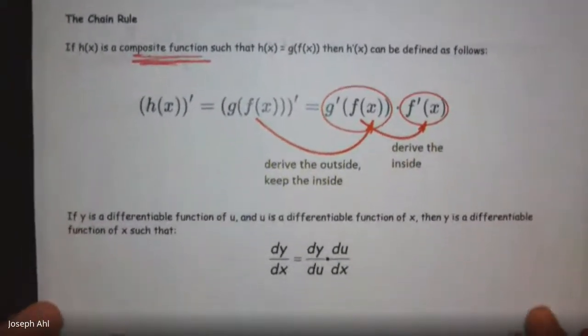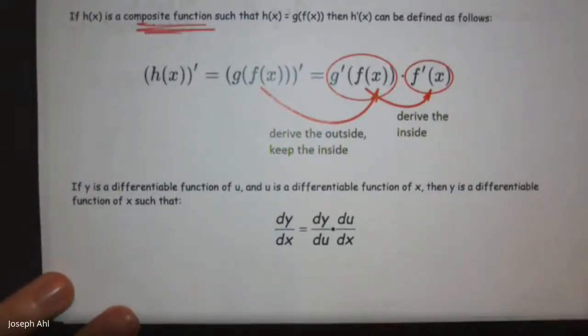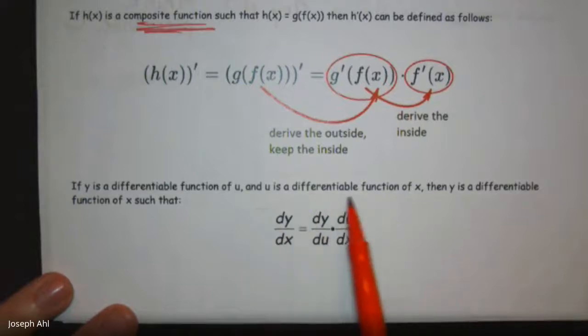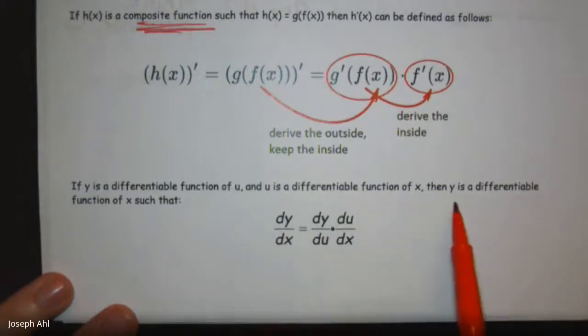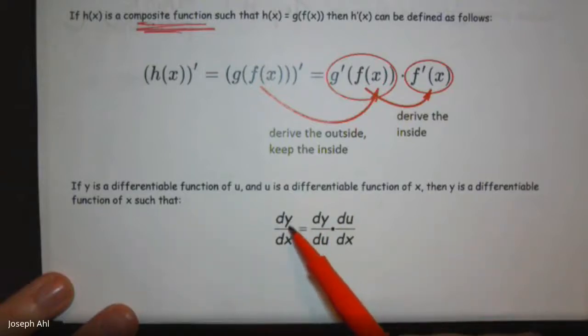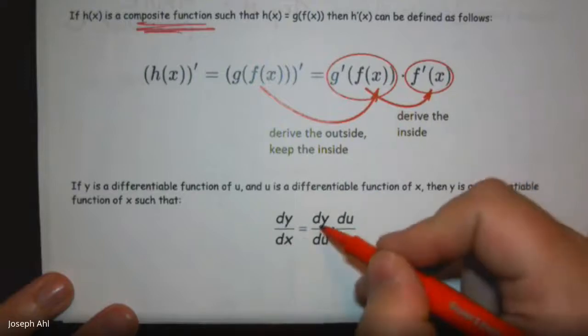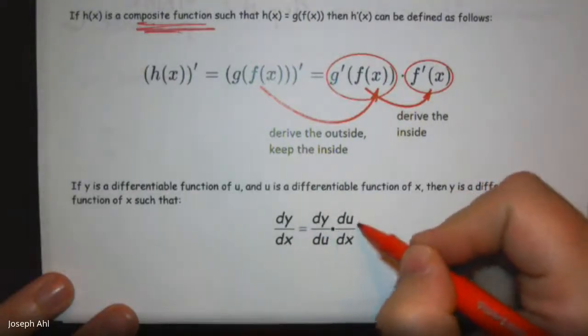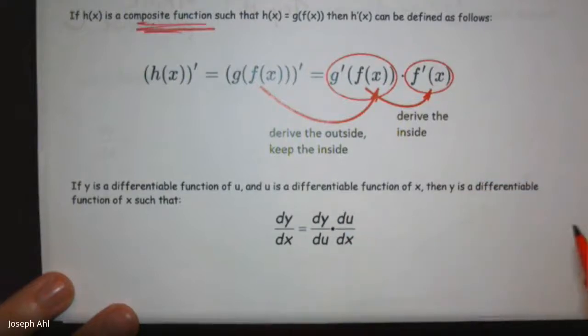functions that's represented. So at the bottom here, it says if y is a differentiable function of u, and u is a differentiable function of x, then y is a differentiable function of x such that this would be true. We can find dy/dx by calculating dy/du. Okay, that's like the derivative of the outside function times the derivative of the inside function, du/dx.